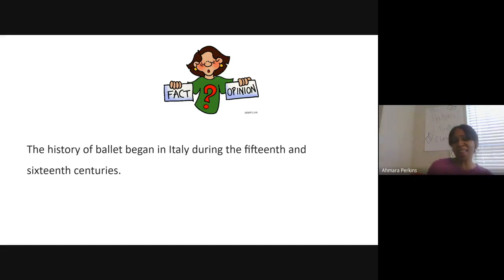The history of ballet began in Italy during the 15th and 16th centuries. Fact and opinion clue words. I see two. Oh, I see. Yes, I see clue words. All right, so what do you see? What clues do you see? Excellent job. I see a place, Italy. I see 15th and 16th centuries, right? We can look those up.